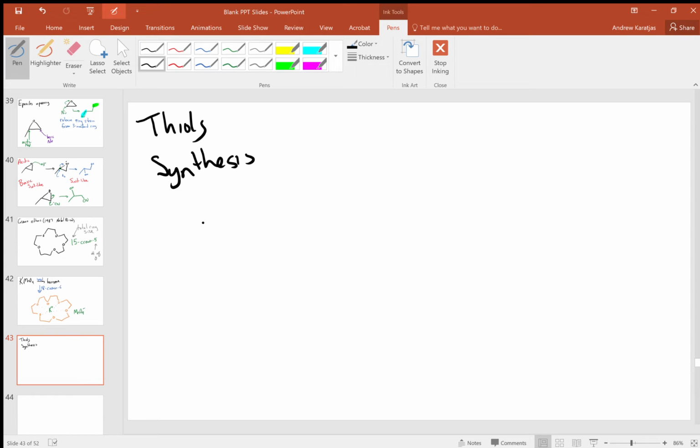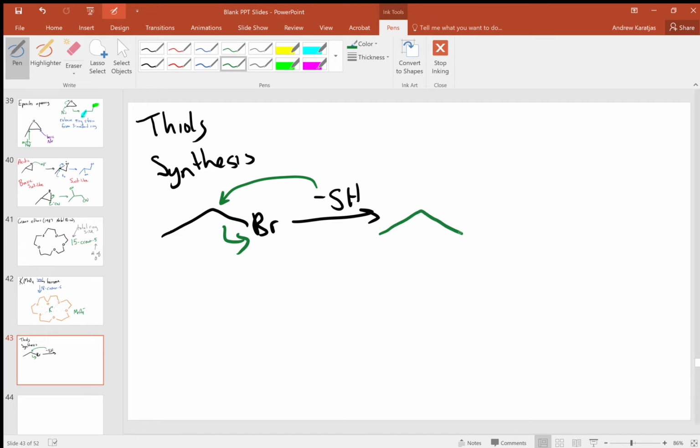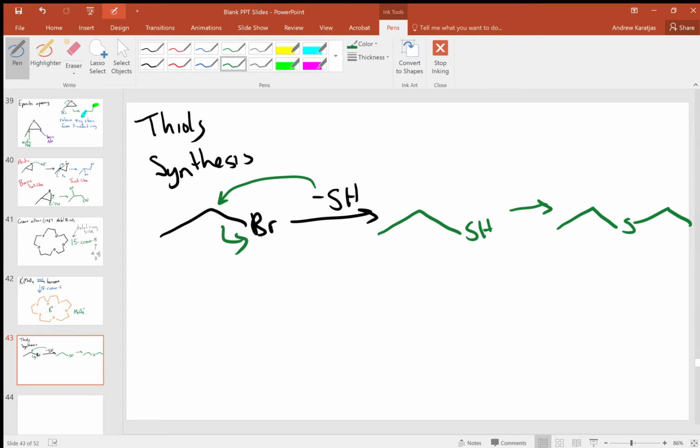So we can make them by an SN2 reaction. That is probably the easiest way. You just take SH minus and an alkyl halide, and that'll do an SN2 reaction to form a thiol. The only problem with that reaction is that often that reaction will actually occur twice. And so you end up with a thioether.